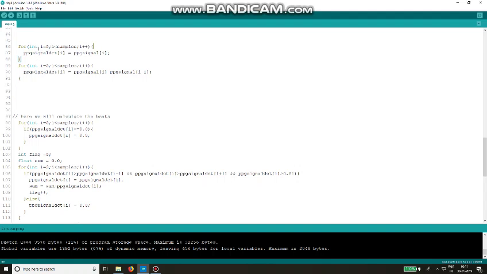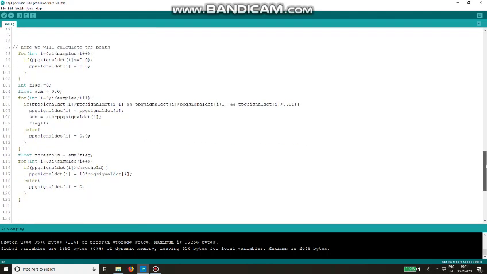This for loop does it for us, and then we'll be calculating the derivative, which is essentially the difference of the two elements of the PPG signal and storing it in the PPG signal DCT, the difference of the ith and the i minus 1th element of the PPG signal.